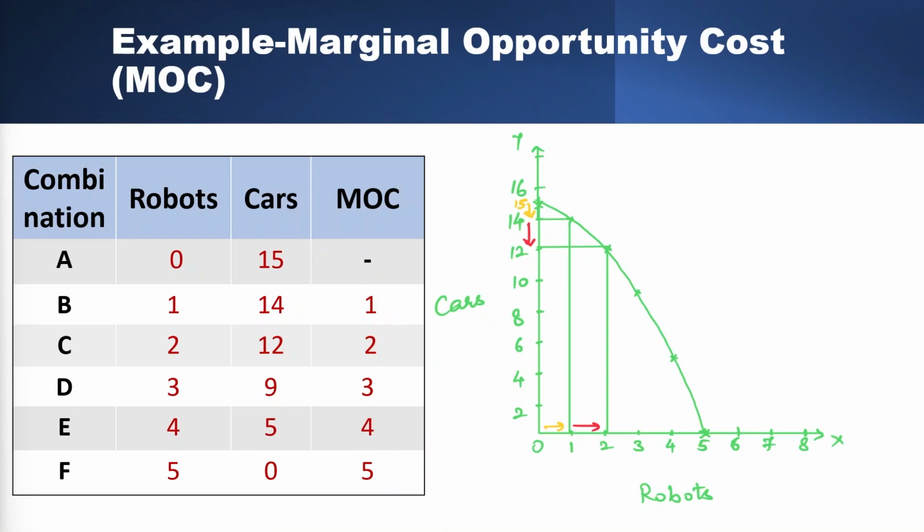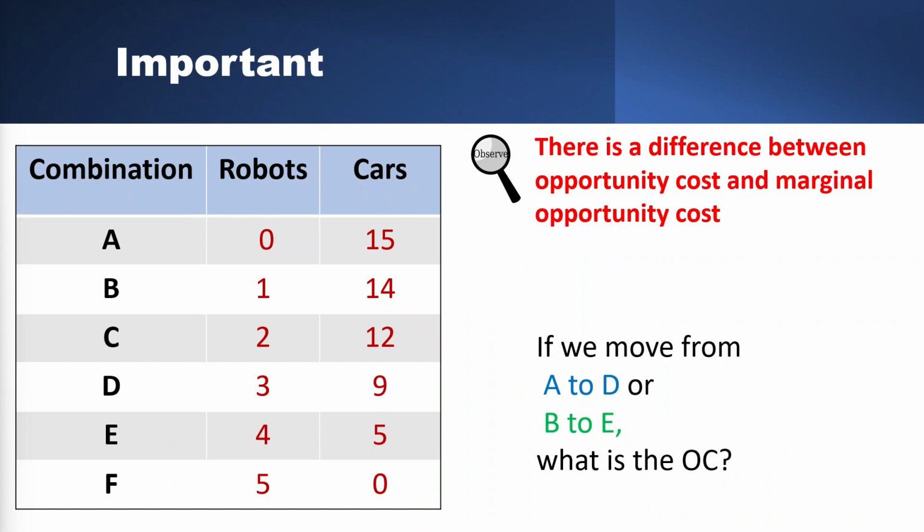You are losing more and more units of cars. This is the case of increasing marginal opportunity cost. There is one thing you need to observe very carefully here. There is a difference between opportunity cost and marginal opportunity cost. Remember, marginal means additional unit.